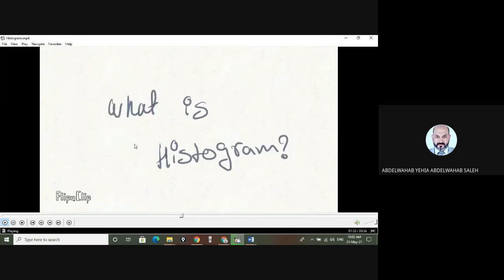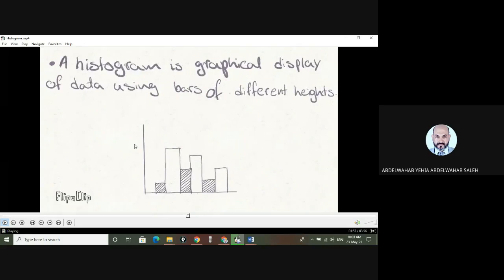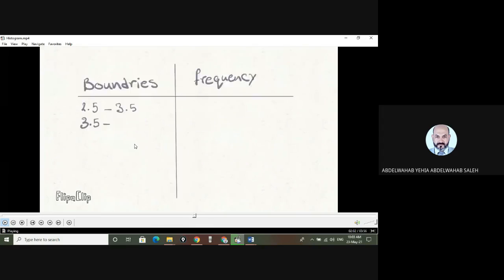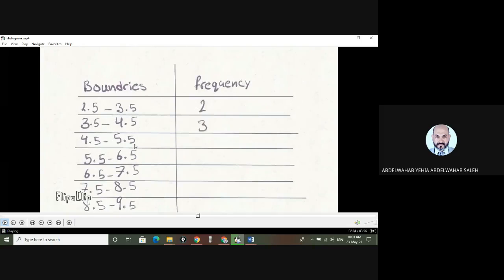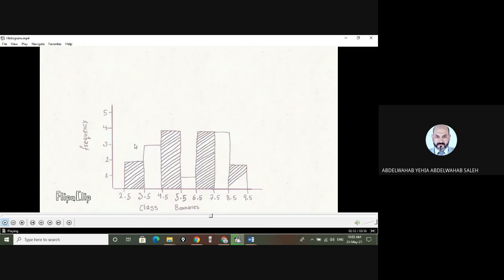What's a histogram? A histogram is a graphic display of data using bars of different heights. How can we calculate it? We will start by writing boundaries and frequency. Then we will start graphing it as shown in the video.